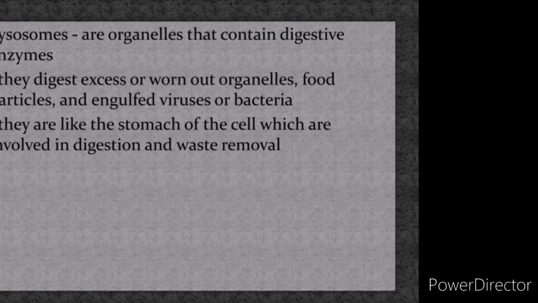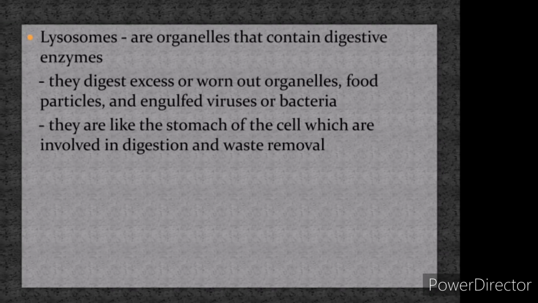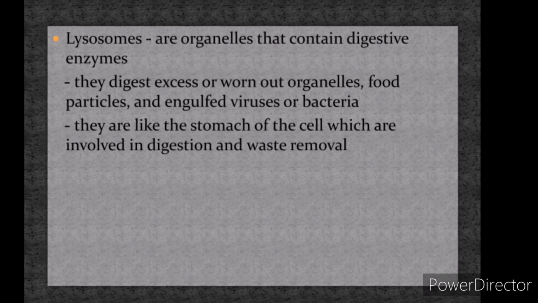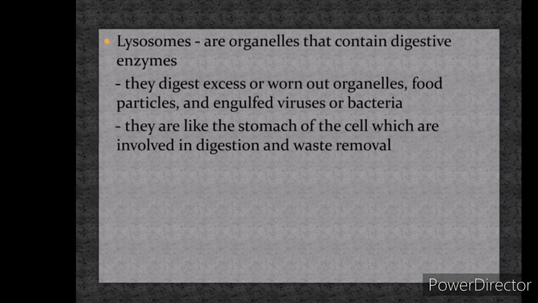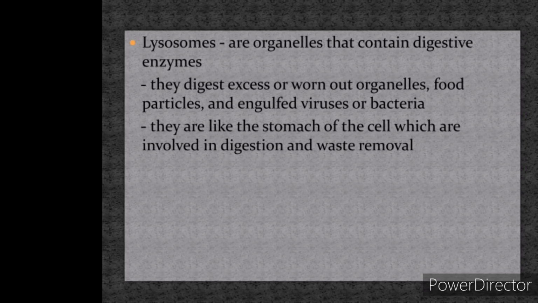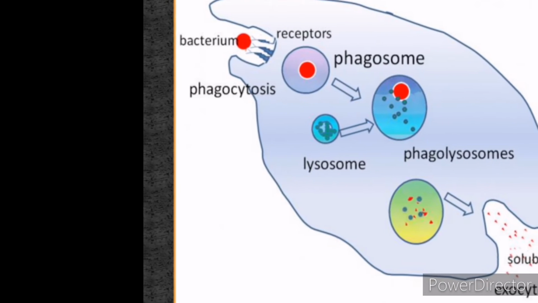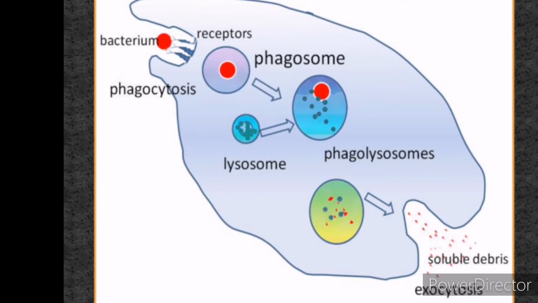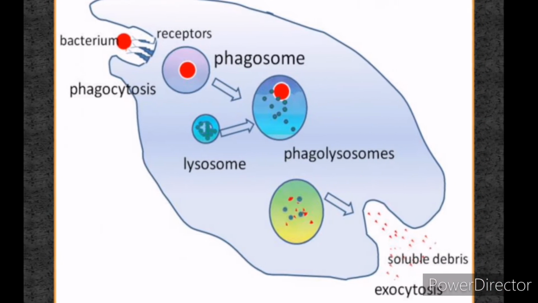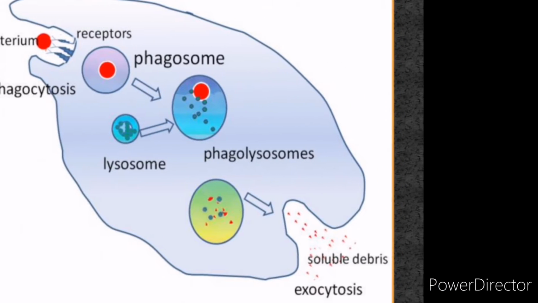Lysosomes are organelles that contain digestive enzymes. They digest excess or worn out organelles, food particles, and engulf viruses or bacteria. They are like the stomach of the cell, which are involved in digestion and waste removal. Lysosome includes bacterium, receptors, phagocytosis, phagosome, lysosome, phagolysosomes, soluble debris, and exocytosis.